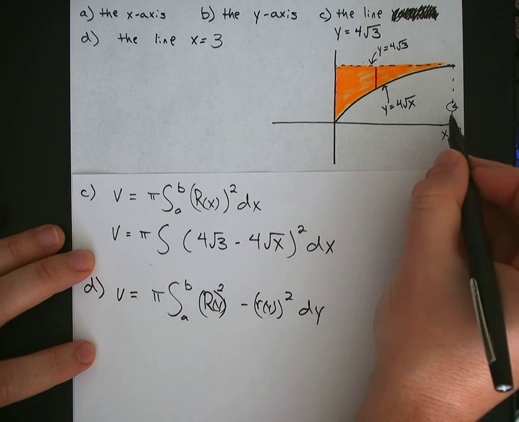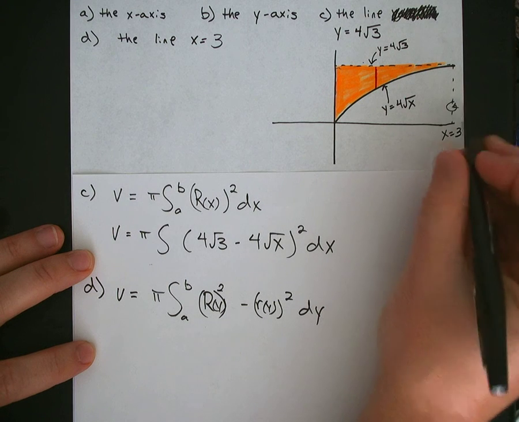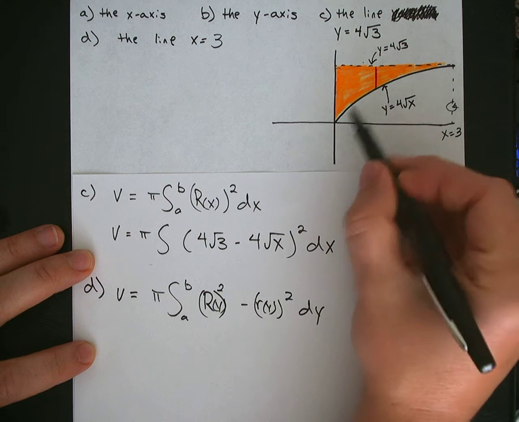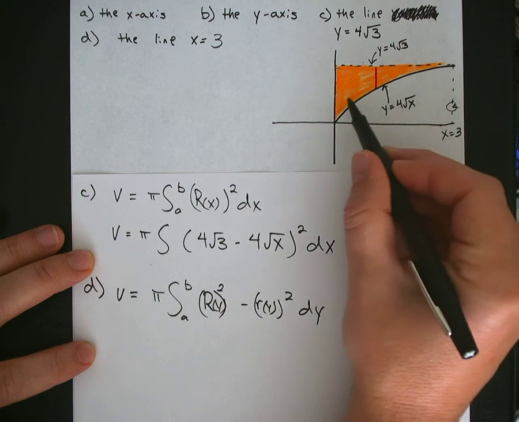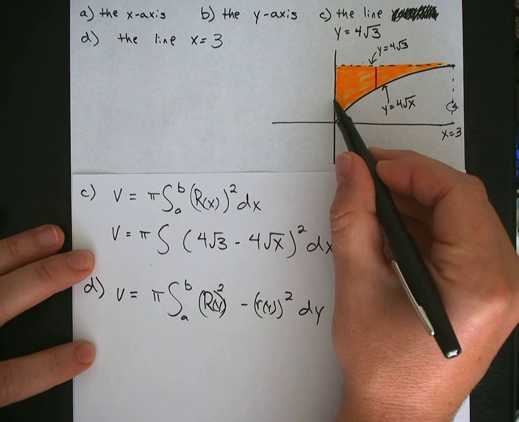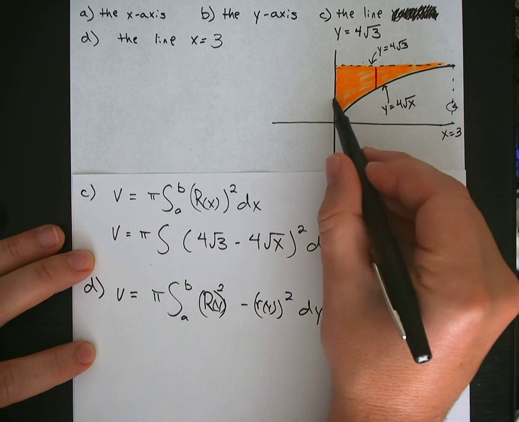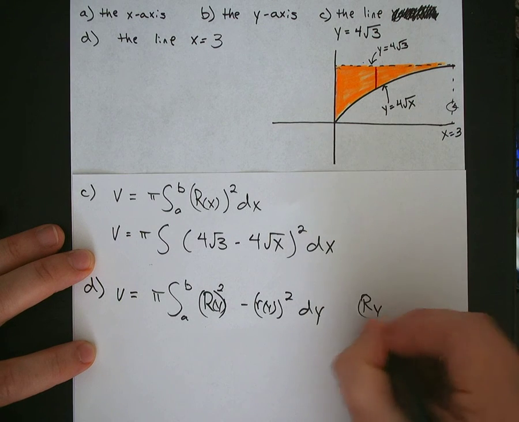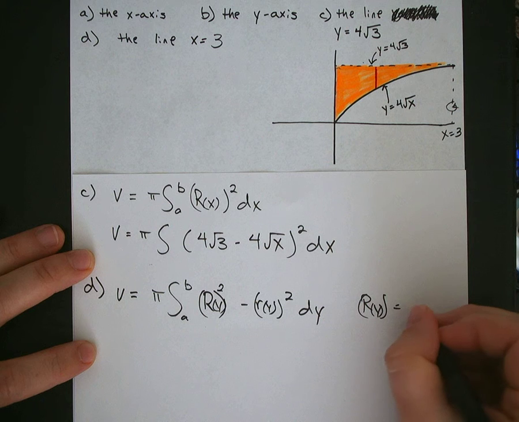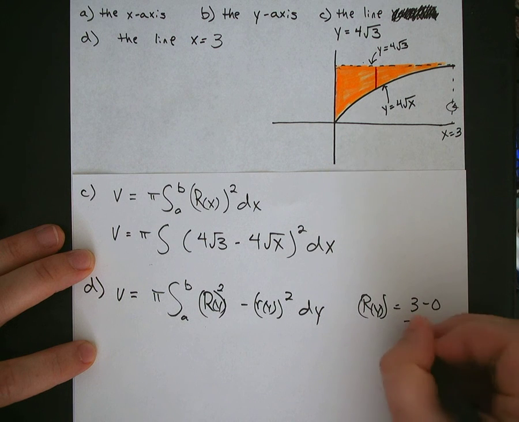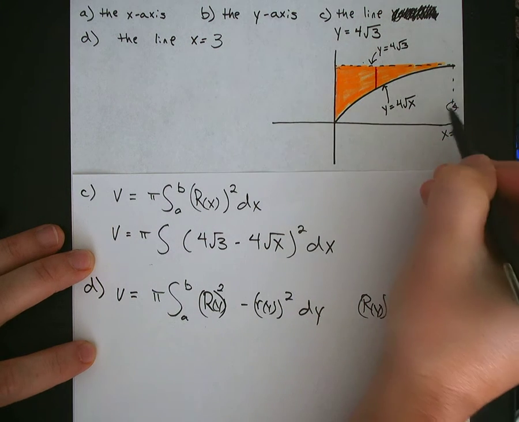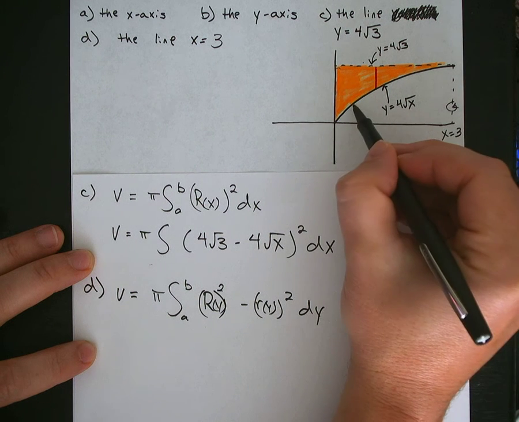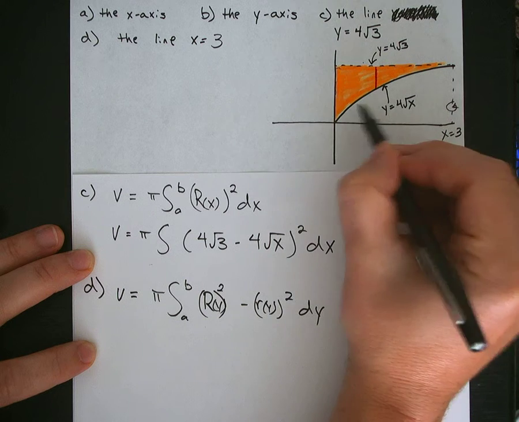So let's go with our bigger one. Which one's further away from x equals 3? Is it the function here, or is it all the way to the edge of this region, which is actually x equals 0? Well, it's definitely all the way over to x equals 0. So our big R of y is equal to 3 minus 0, which of course is 3. Our little r of y, which is the distance between the axis of rotation here and this function, is definitely that distance.